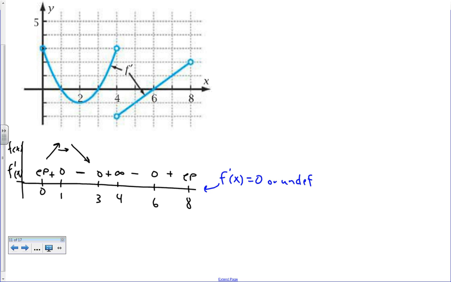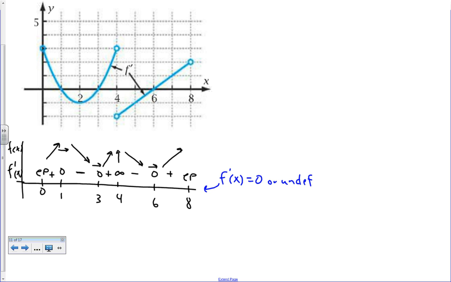And then at 3 we have a slope of 0 again, so I'll draw a horizontal arrow. And then from 3 to 4 we're increasing again. We hit a vertical slope there at 4, so we draw a vertical arrow. And then from 4 to 6 we're decreasing again. At 6 we hit a horizontal slope. And then from 6 to 8 we're increasing again.